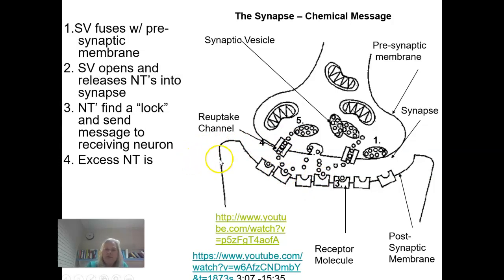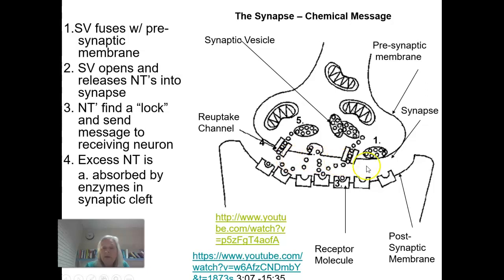So what happens to it? Well, 2 things. It can either be absorbed by enzymes in the synaptic cleft. And I know this part is obscured, but just listen to what I have to say here. It can be drawn back up the reuptake channel, so it goes back up and it forms a new synaptic vesicle. Now this process goes extremely rapidly.